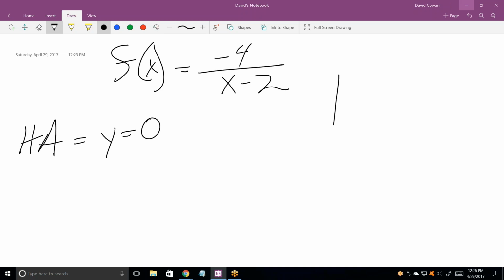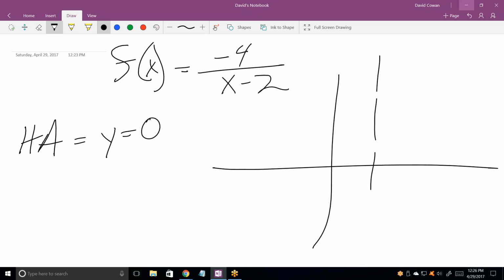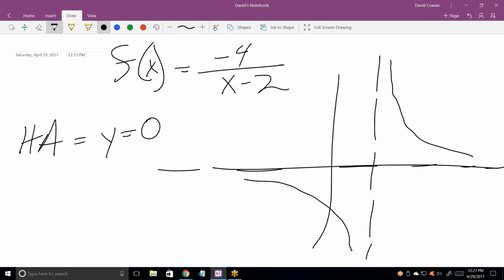Gotcha. Now it wants me to graph the whole function. So we had a vertical asymptote at 2 and a horizontal asymptote at 0. So we know the curve has to be either this or this. Tell me which. It is the black, because I plugged in 0 and I got 2. So (0, 2) is in the black. Ooh, is it? There's (0, -2). Sorry, (0, -2).